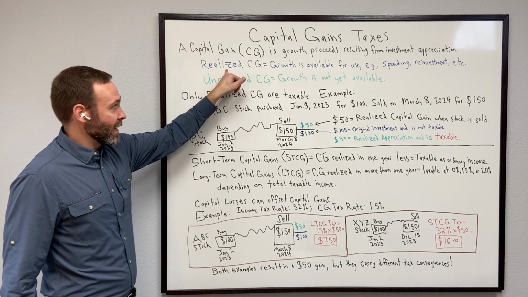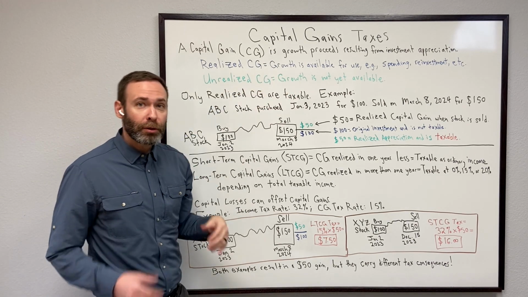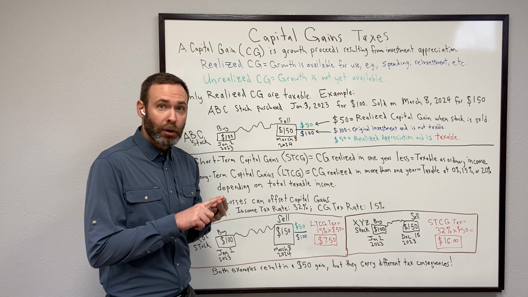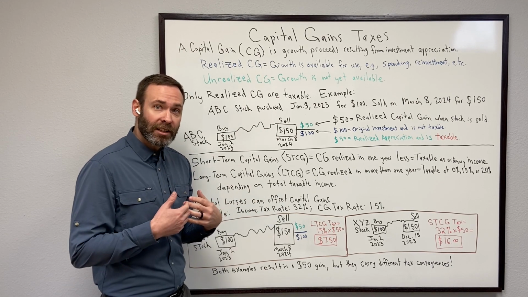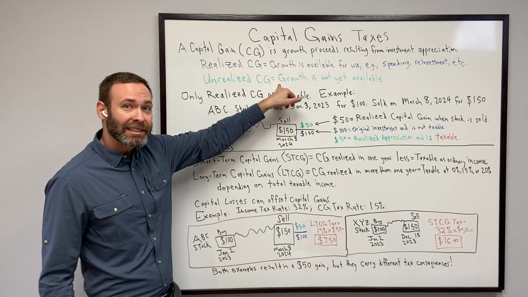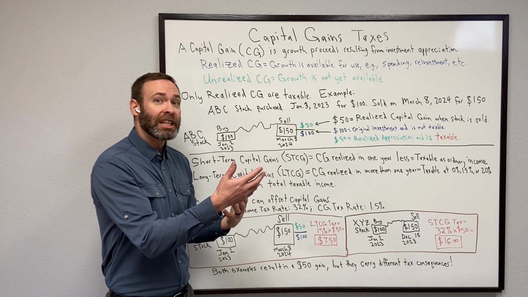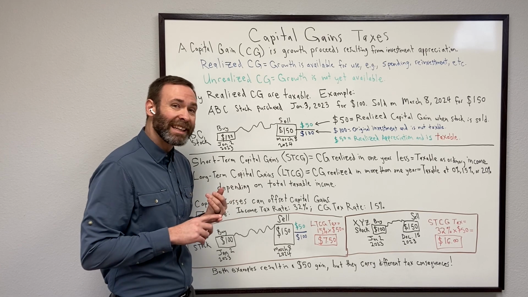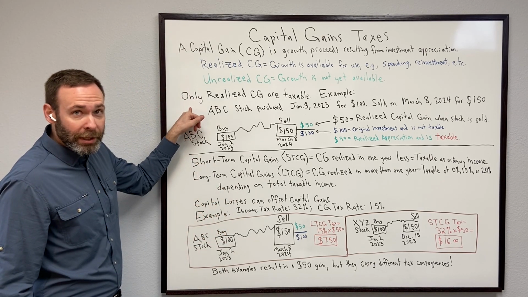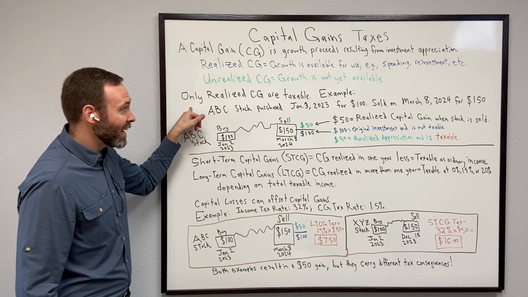Realized capital gains means the growth is available for use. You can spend it or you can reinvest it, but it's available to you. Unrealized capital gains means the growth or the appreciation of the investment is not yet available. Only realized capital gains are taxable.